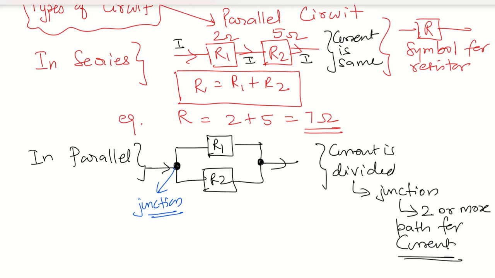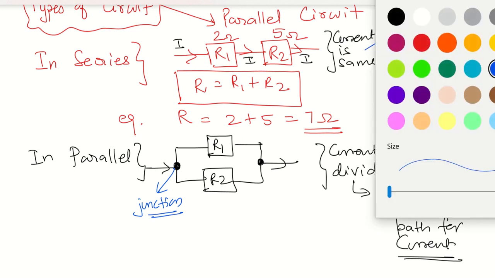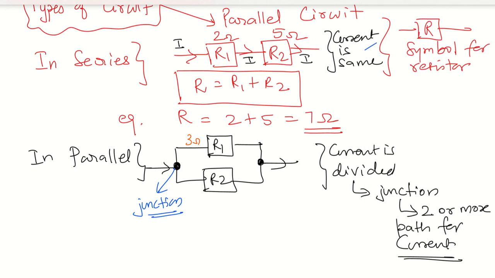Now let us try one example. Let's say this one is 3 ohms and this one is 6 ohms. And the formula here is 1 by R equal to 1 by R1 plus 1 by R2. This is the actual formula.